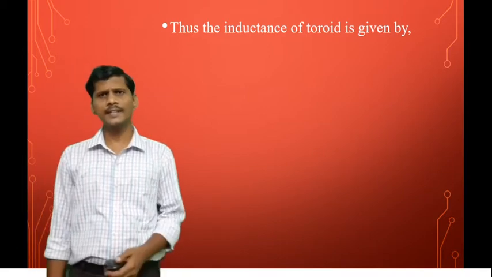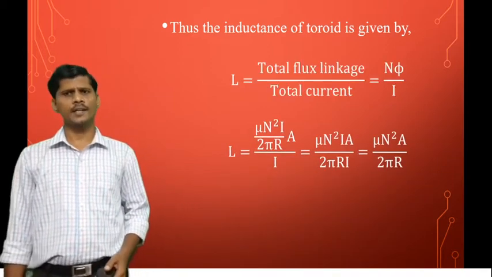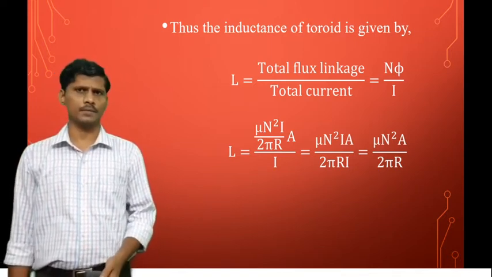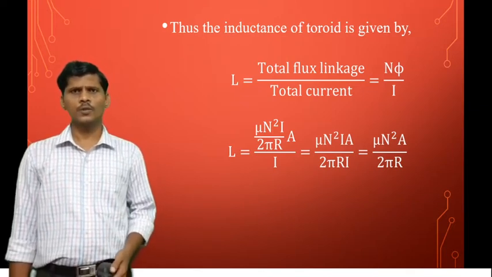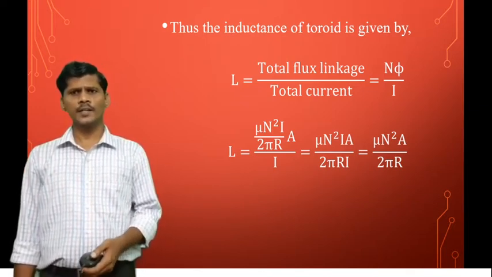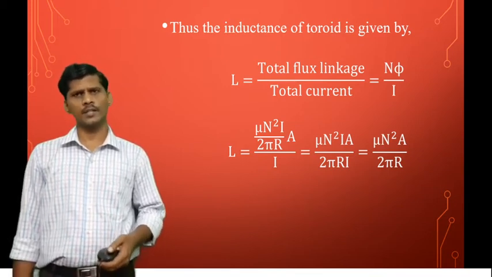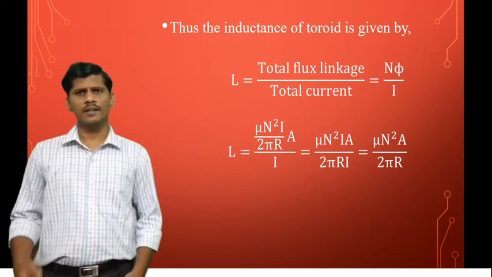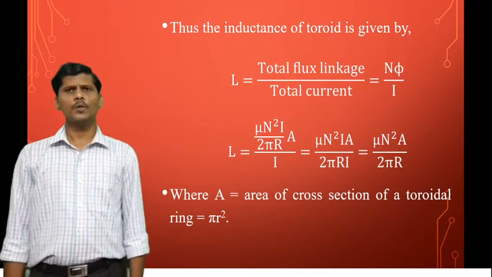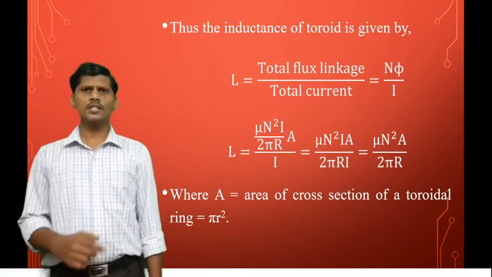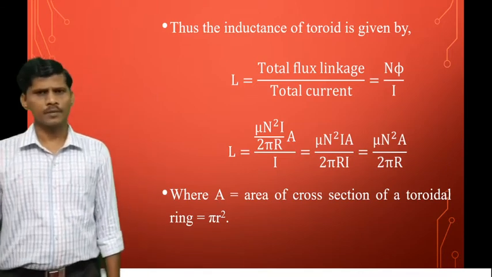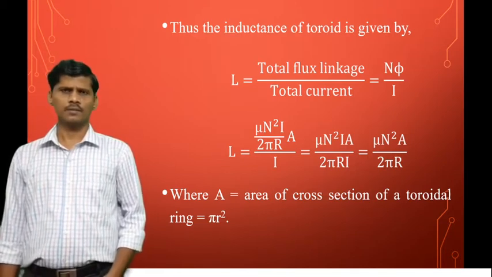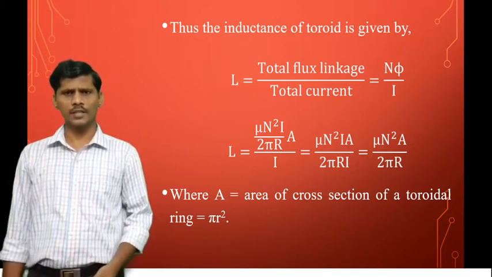Next, calculate the inductance of a toroid. The inductance of a toroid, L, is equal to the total flux linkage divided by the total current. What is the total flux linkage? NΦ. What is the total current? I. So the total flux linkage NΦ is μN²IA / 2πR, divided by I. In the numerator and denominator the current I is cancelled and the remaining expression is L = μN²A / 2πR. So this is the equation of inductance of a toroid, where capital A is the cross-sectional area of the toroidal ring, that is πr².